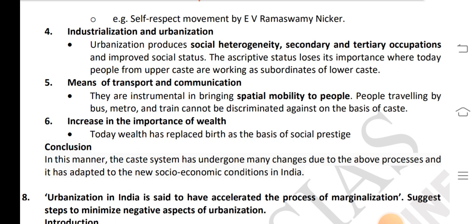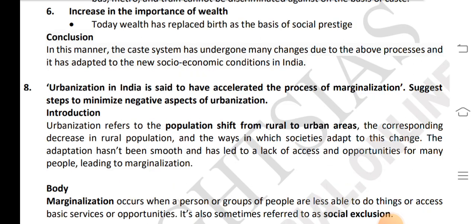Industrialization and urbanization. Urbanization produced social heterogeneity and secondary and tertiary occupations, and improved social status, with inversions and status losses. It is important that today people from the upper caste are working as subordinates of lower caste people.